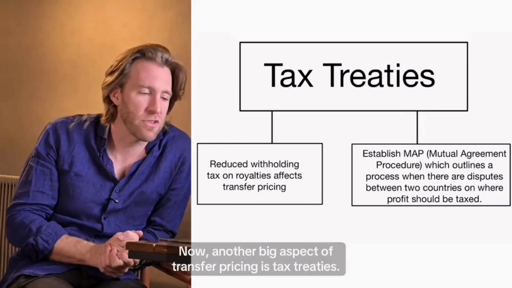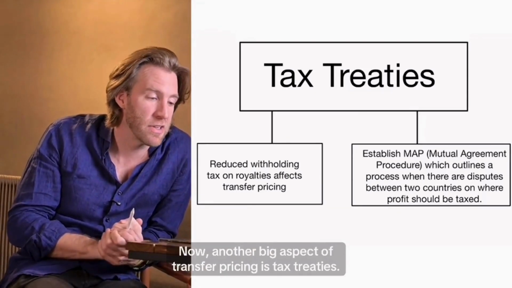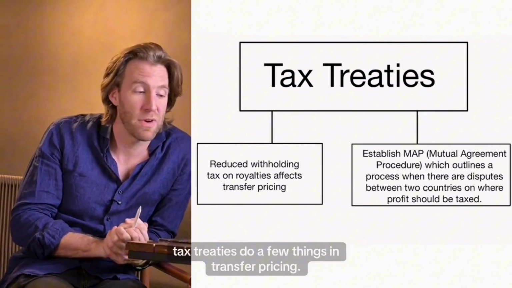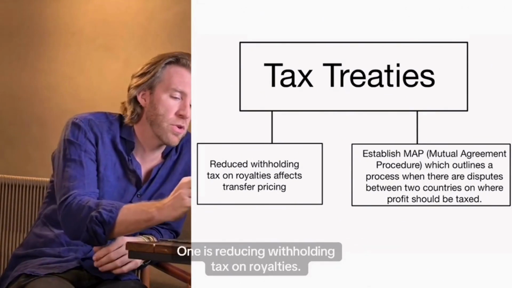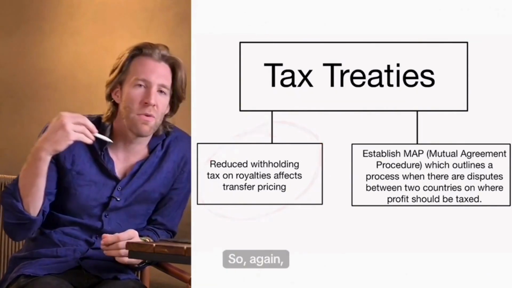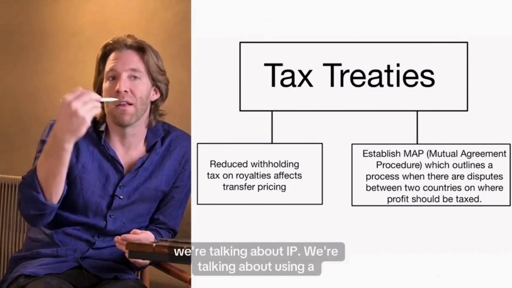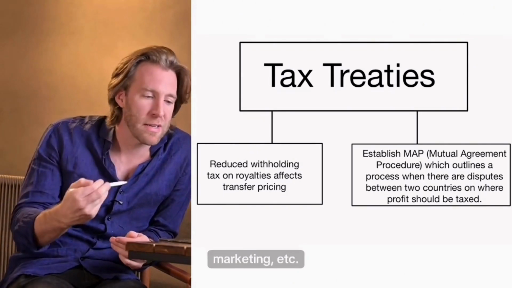Now, another big aspect of transfer pricing is tax treaties. Again, reducing tax treaties do a few things in transfer pricing. One is reducing withholding tax on royalties. So again, we're talking about IP, we're talking about using a name brand, marketing, etc.